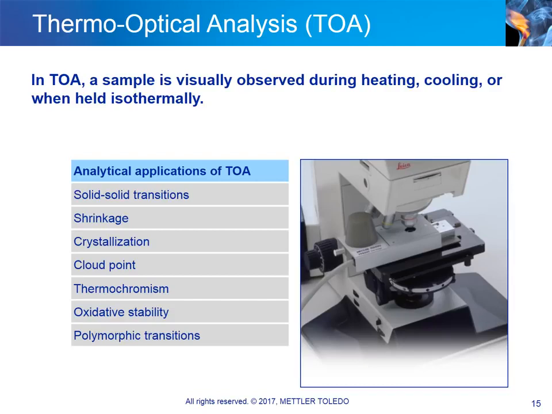Polarized light is often used to improve the images of crystals. Thermo-optical analysis is particularly useful when investigating the shrinkage, for example, of fibers, crystallization during heating, cooling, or under isothermal conditions, polymorphism, melting, and thermal stability, as it affords unique insight into these processes, as we shall see in the next slide.